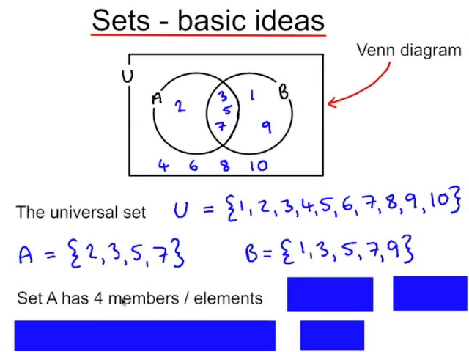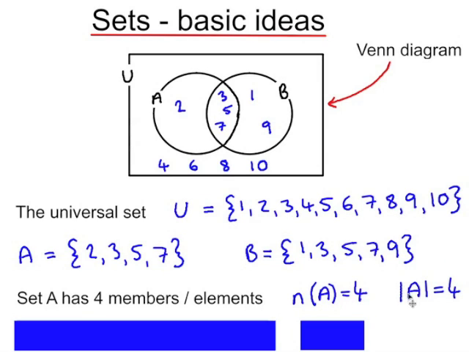Set A has 4 members or 4 elements, 2, 3, 5 and 7. There's a couple of ways that we can denote this. Firstly, we can say that n(A), the number of elements within A, equals 4, or we can use these vertical lines which symbolise the magnitude of A, or the size of A is 4. So please notice the distinction between A, which is the set, and n(A), or the magnitude of A, which is a number, 4.